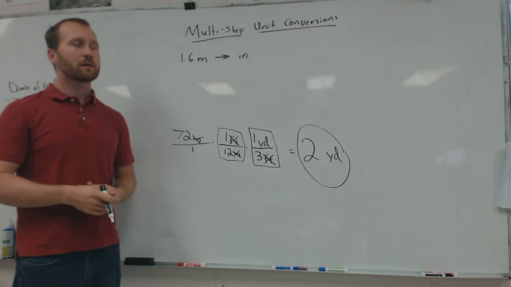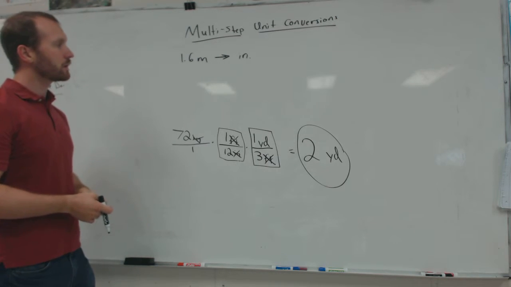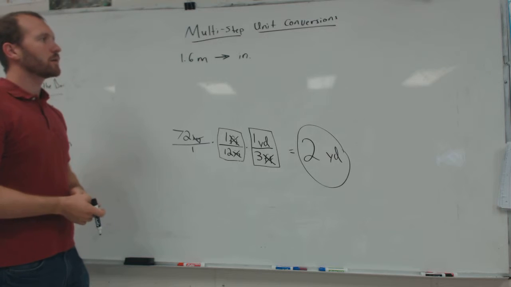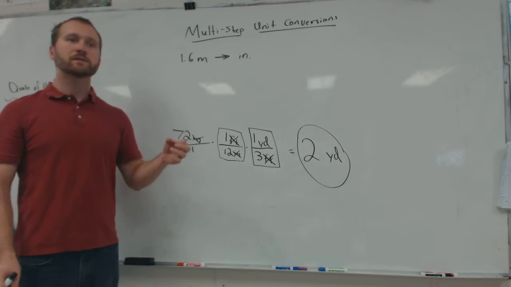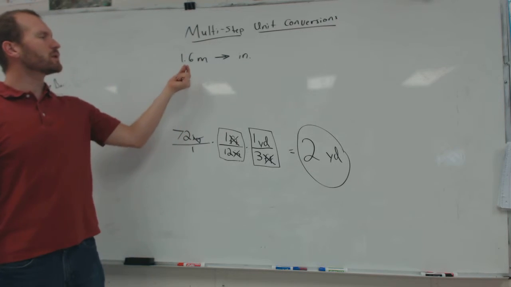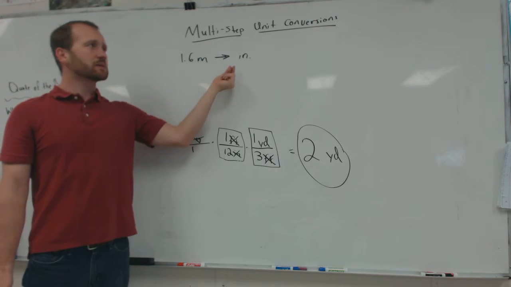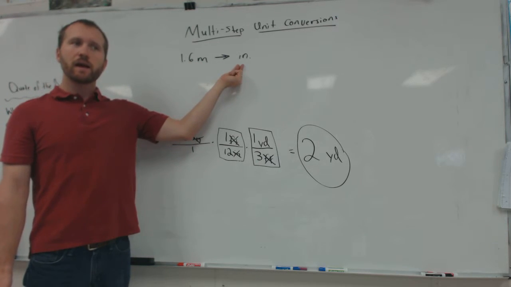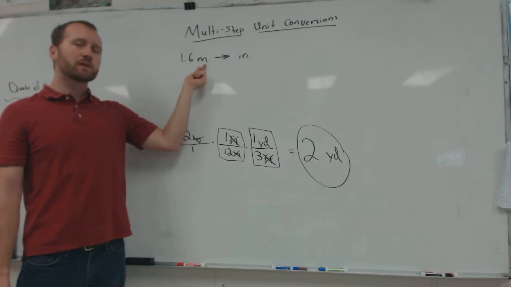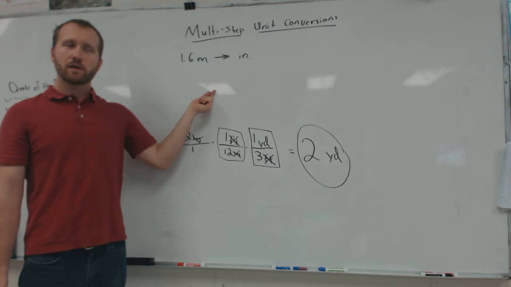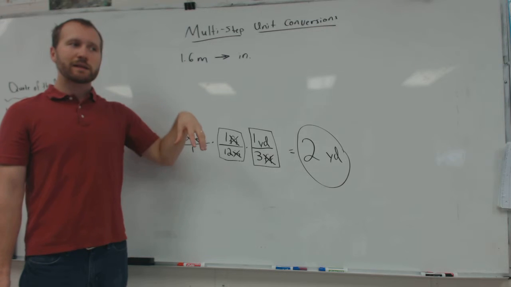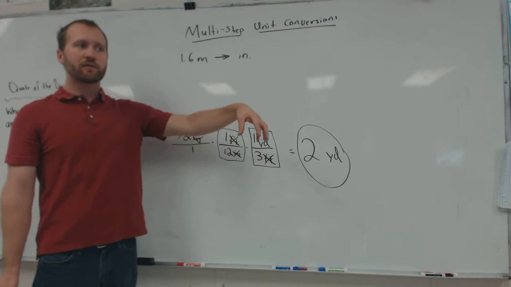Yeah. You multiply 1.6 times 100 and convert it into centimeters and then multiply that times. Yeah, nice. So I know the conversion between centimeters and inches. And I know a conversion from meters to centimeters on my sheet. So I have to kind of plan out how am I going to get from one to the next.